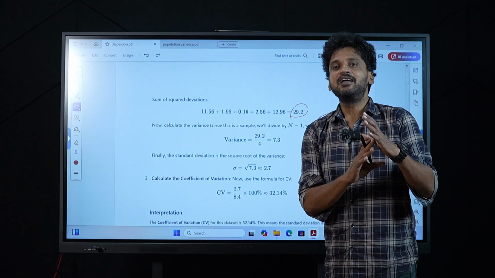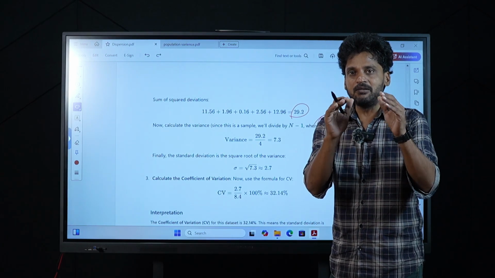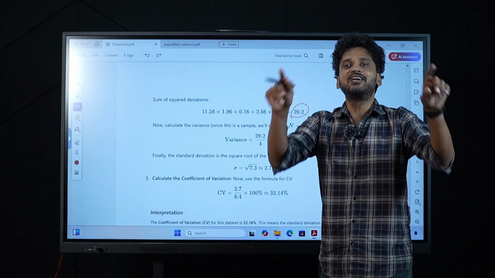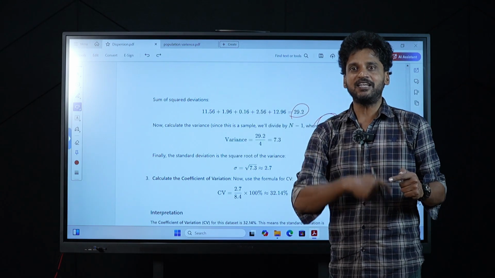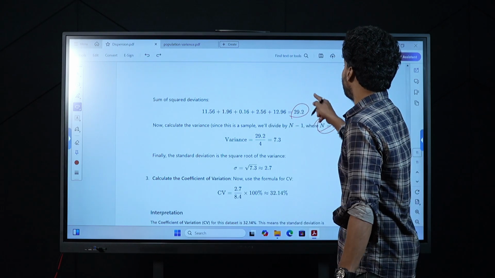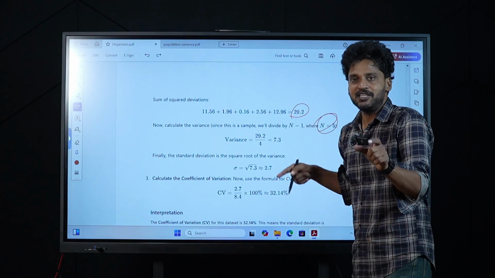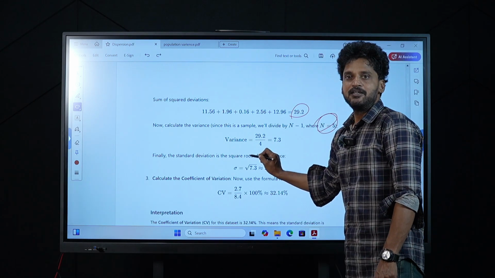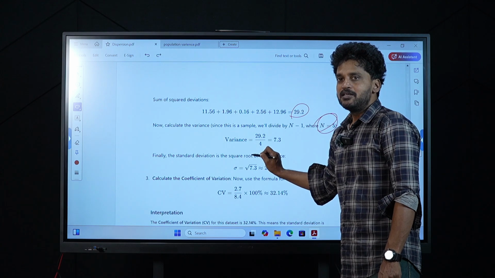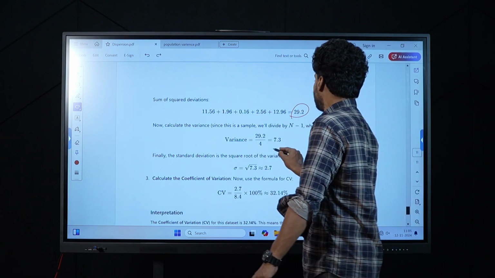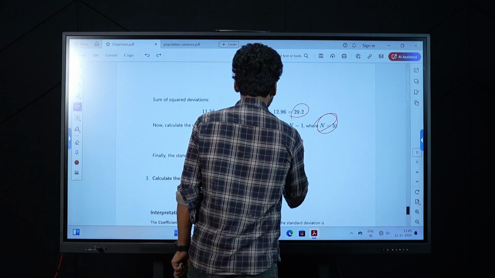You can take either, but we should understand what data set we are collecting. Is it a portion of the data set or a complete data set? If it is a portion of the data set, we can only calculate the sample variance. In this case, we are calculating the sample variance, so we divide the sum of all the square deviations by n minus 1. n minus 1 is equal to 4 here.